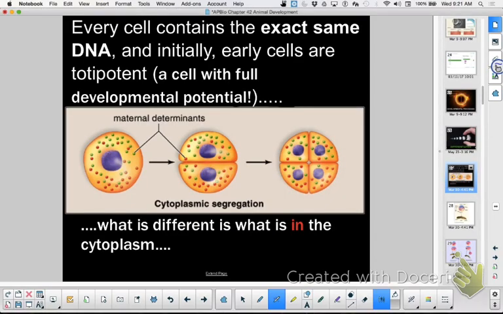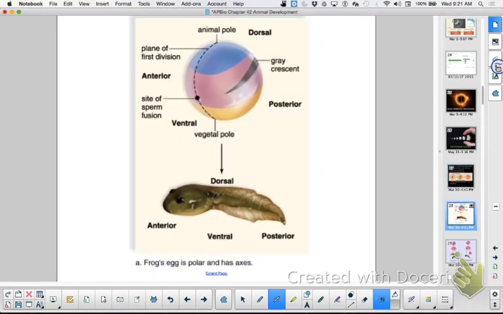This actually happens when you look at, if this is an egg and the sperm fertilizes the egg, the point of where the sperm hits the egg, that will be the anterior region of the organism. If you touch the top of your head right here, this is where your father's sperm penetrated your mother's egg.